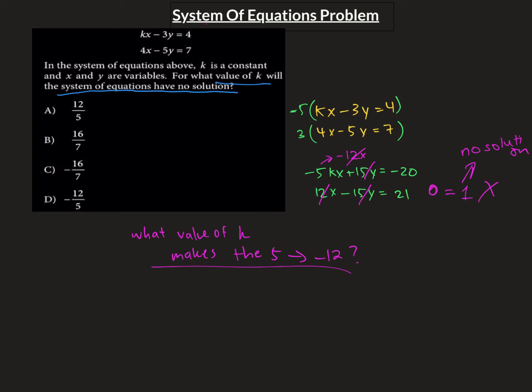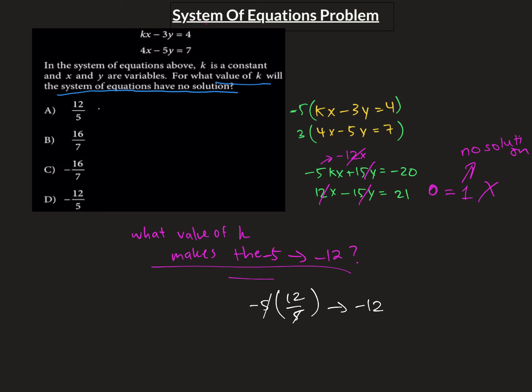So let's go back to here. What value of k makes the 5 go to negative 12? That would be the negative 5, because we already have a negative here. So what makes it go like that? Minus 5 times, let's do a k here first, times 12 over 5. This cancels. This becomes negative 12. And that is our answer.